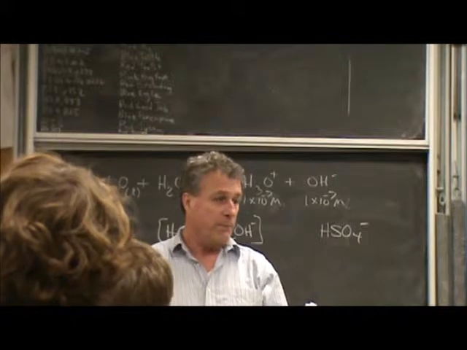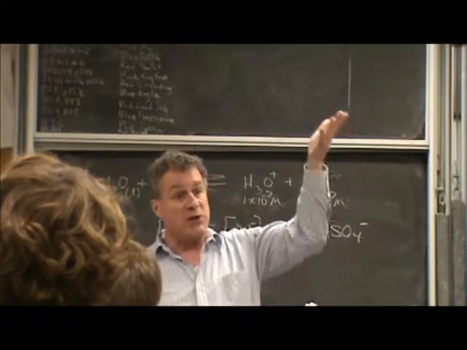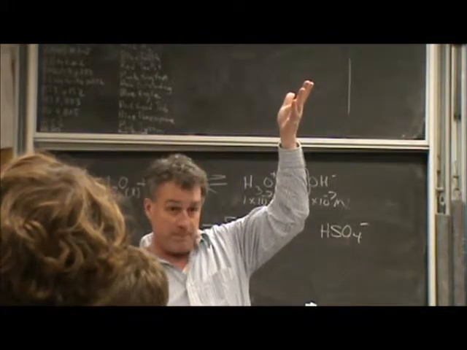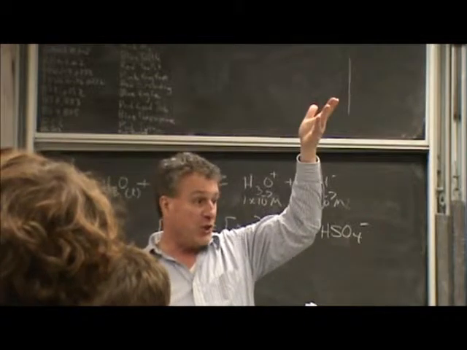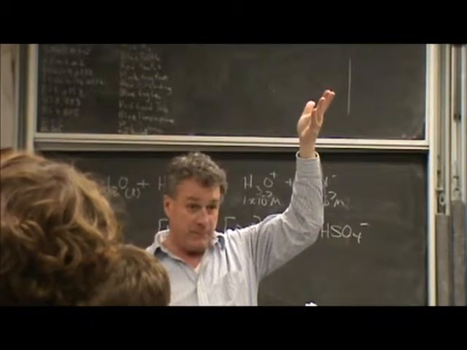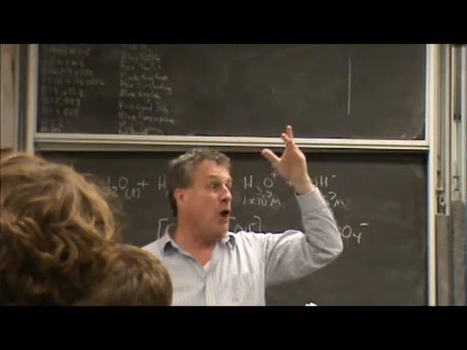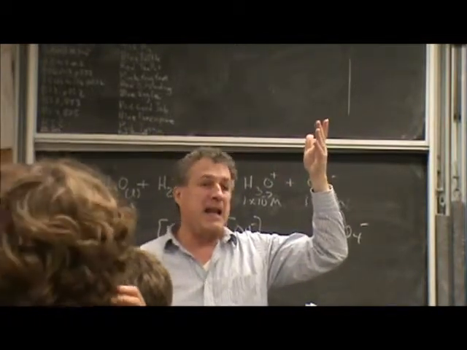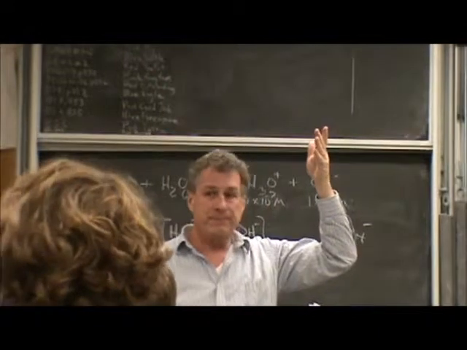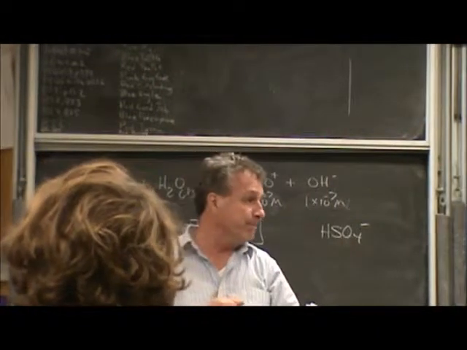How are we doing? If hydroxide concentration goes up and hydronium goes down, then the pH goes up, right? Hydronium concentration gets smaller, the logarithm gets smaller, but the negative of the logarithm gets bigger, right? How are we doing?